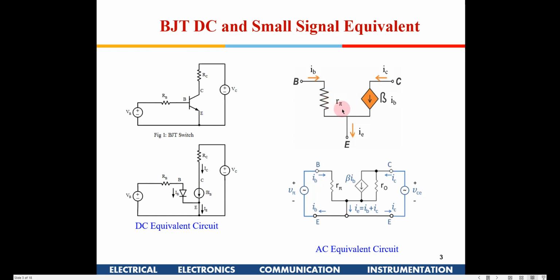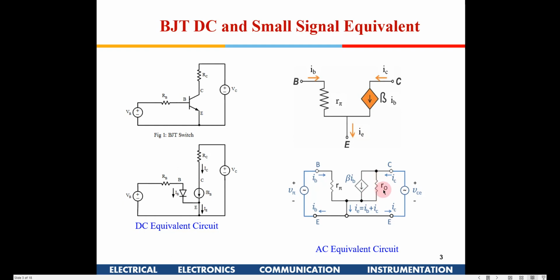A rough approximation calculation is also available, where you calculate an re. But for the time being, let's assume that r pi is the property of the transistor, and beta times that current is going to flow in the collector. So this is the small signal equivalent. This is again the same figure here, the only difference being that an additional r0 has been placed here.